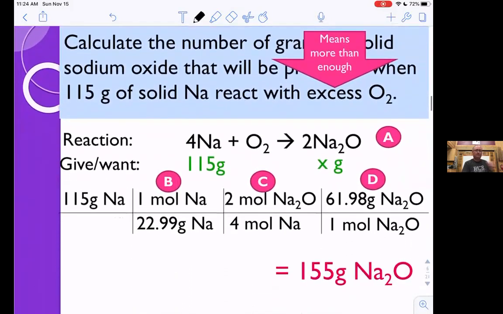Yeah, there we go. And like the arrow says up there at the top, the excess just means that you have more than enough. So in other words, if you're making hamburgers and you have 100 buns and you only need to make 5 hamburgers, you have extra hamburger buns. In this case, we have a limited amount of sodium and we have plenty of oxygen for it to react with. So we're not worried about how much of the other substance we have. That's the reason for the word excess. We'll deal more with that in the third lesson.